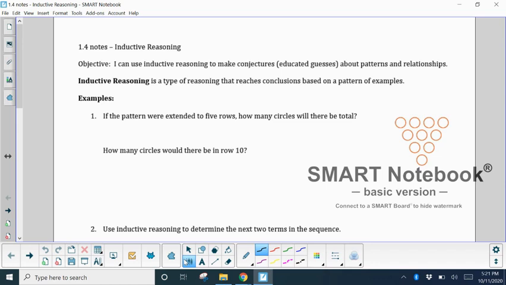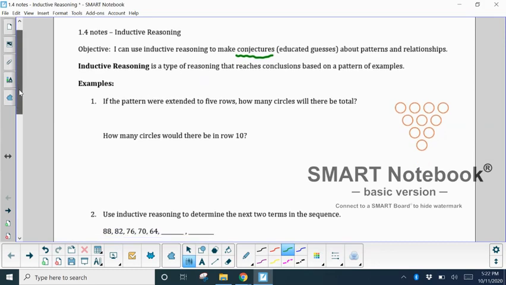Basically, inductive reasoning just means it's your thinking process. Based on the examples, you're able to reason and come up with a conjecture, or basically just a good guess as to what the pattern is that's happening. So it's going to be all about recognizing patterns and relationships. Inductive reasoning is a type of reasoning that reaches conclusions based on patterns. So you're trying to figure out the pattern in a situation so you can continue solving further.